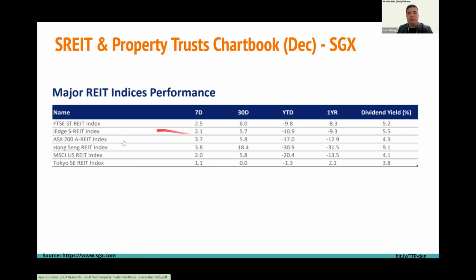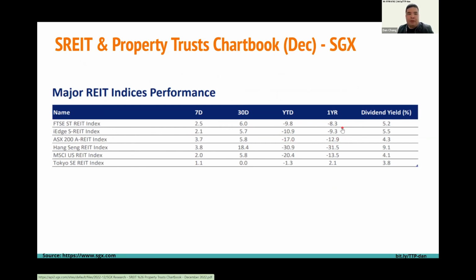Maybe you must be wondering why REITs in Singapore, why not REITs in Tokyo, why not REITs in Australia, why not REITs in Hong Kong? This data is actually taken from SGX as well. It's taken from the S-REIT and Property Trust Chartbook, which SGX releases on a monthly basis. The January one came out just yesterday, but I don't have time to update it now. But anyway, it's almost the same.